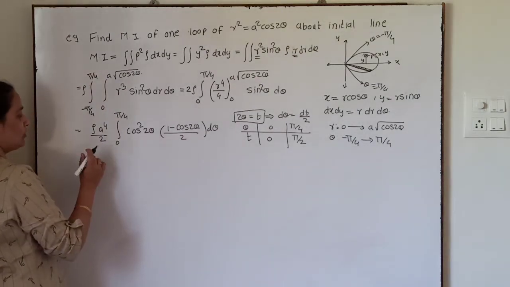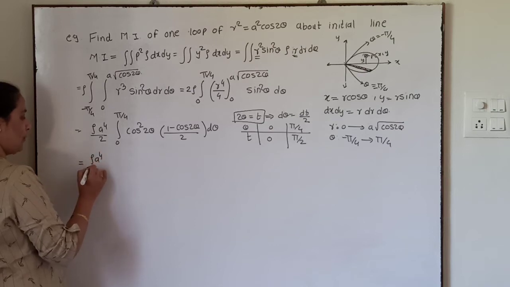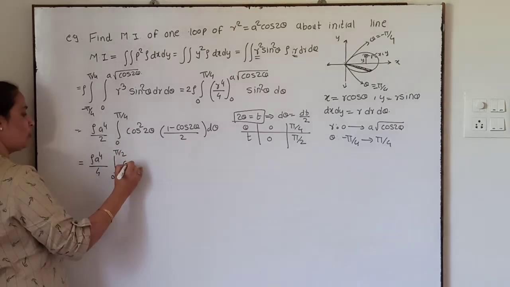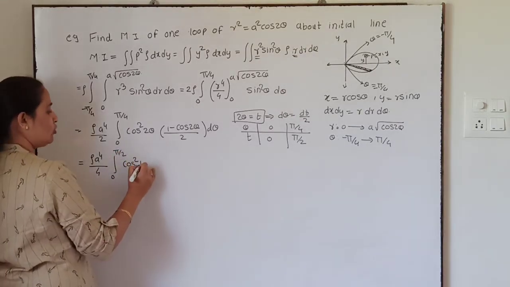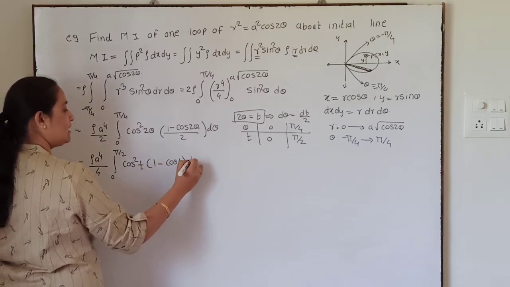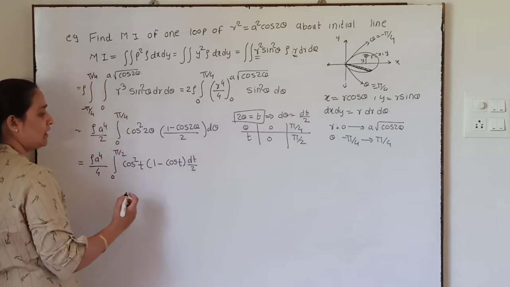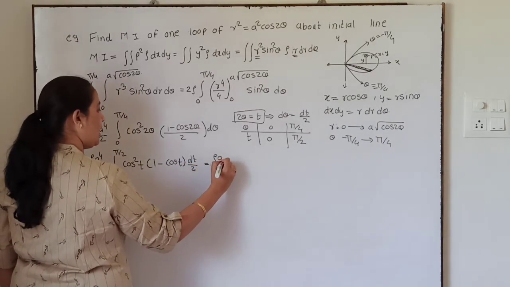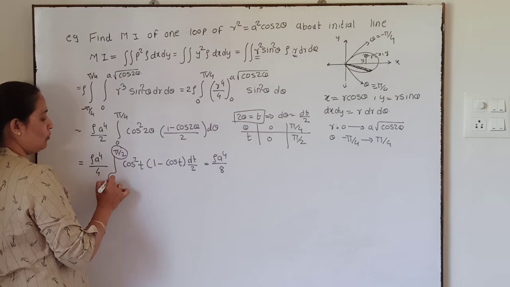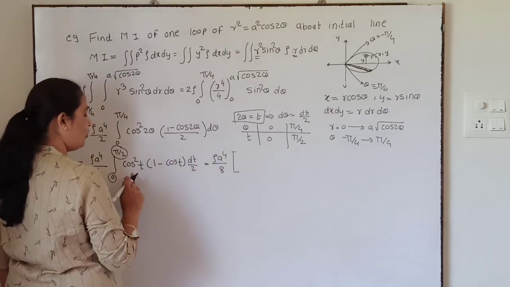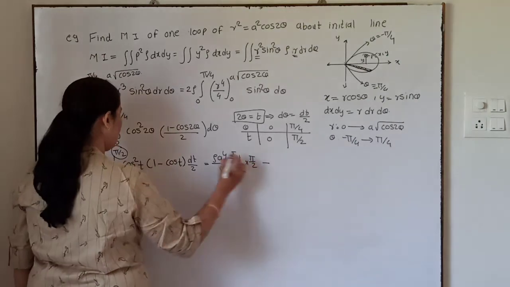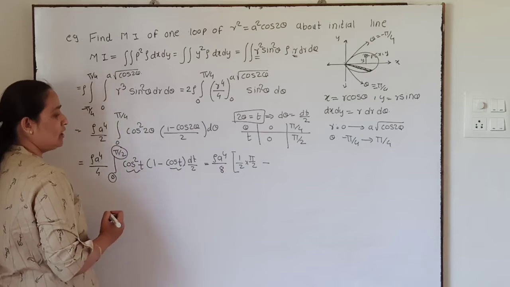If I take these two outside, it is rho a raised to 4 upon 4 integration from 0 to pi by 2 cos square t in bracket 1 minus cos t, and d theta is dt upon 2. This 2 is constant, take it outside. So we'll get rho a raised to 4 upon 8, integral of cos square t, limits from 0 to pi by 2. We'll apply the reduction formula for cos square t, that is 1 by 2 into pi by 2, minus cos square t into cos t is cos cube t.